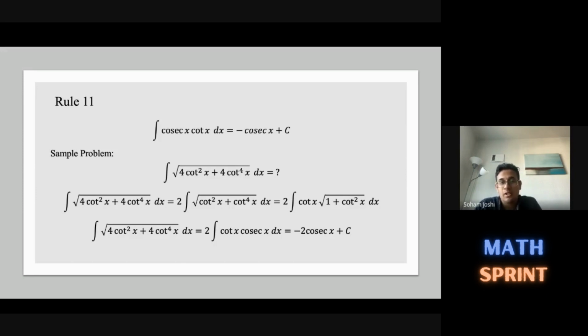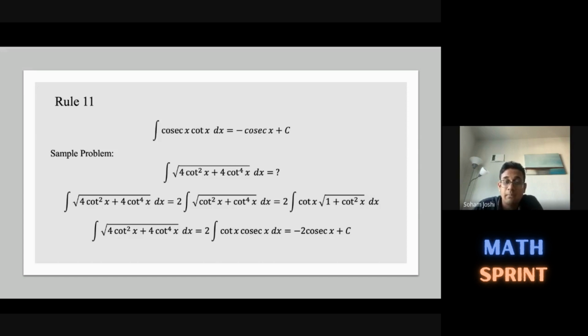You may be able to draw some parallels between this problem and the previous problem. So we can take the cot x out. So when I say take out, I mean outside the square root, not outside the integral. Remember that cot x is not a constant because it contains the variable x. So it has to remain always inside the integral.